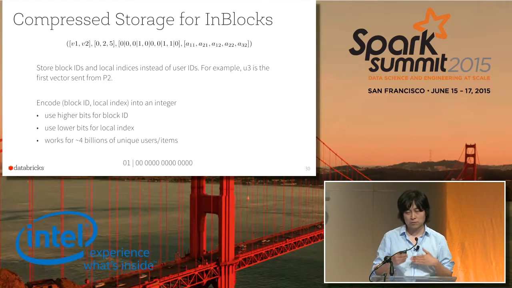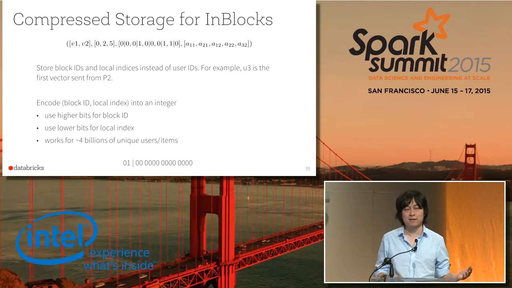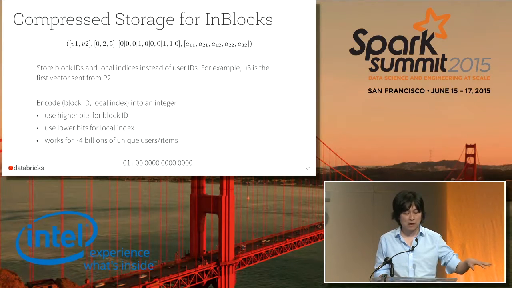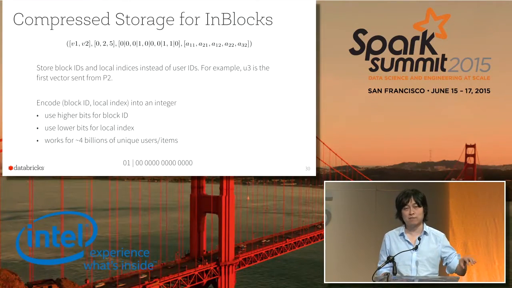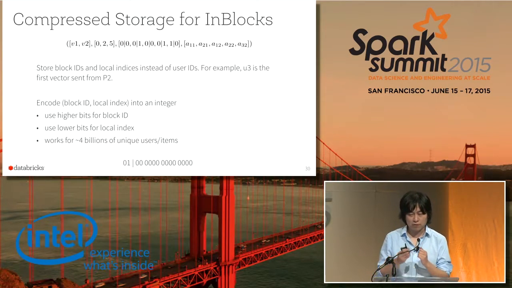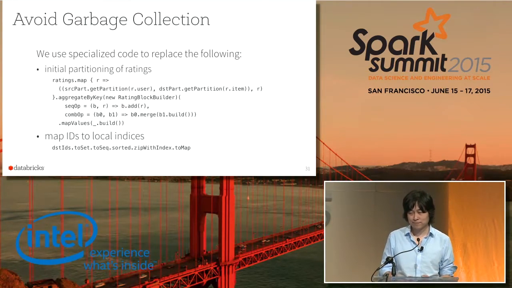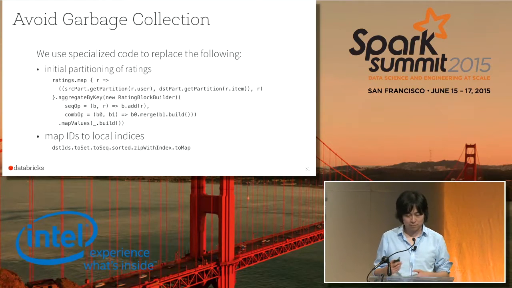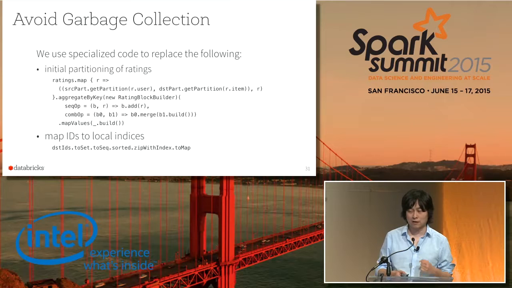And then we also do a lot of optimizations here. For example, we don't do a map lookup on the item IDs. We just remember their block ID and local indices, because we don't need those IDs to construct the subproblems. We only need to say, I need the user factor from block 1, and that's the second user factor. So we compress those 2 pieces of information into a single integer to save shuffle data. And then we also put in a lot of specialized code to avoid garbage collection.